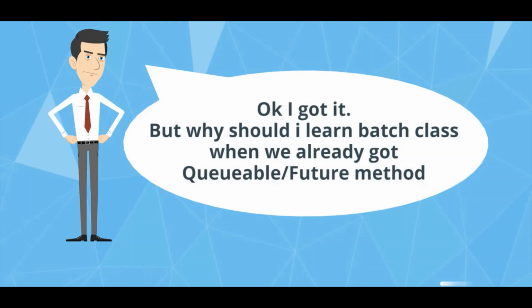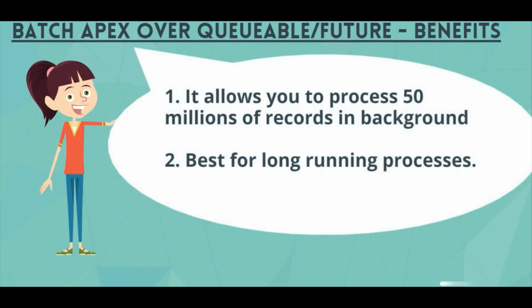Okay, I got it. But why should I learn batch class when we already have Queueable and Future methods? Okay. So the major benefit of batch class is that it allows you to process 50 million records in the background. Queueable and Future methods cannot handle this much data. And batch jobs are the best at handling long running processes. Let's say you are doing callouts and it is taking a long time for a large chunk of data, batch Apex is a lot more useful than Queueable and Future.